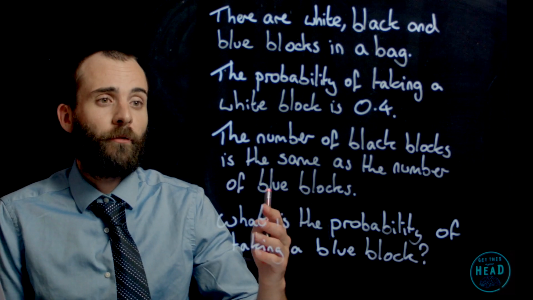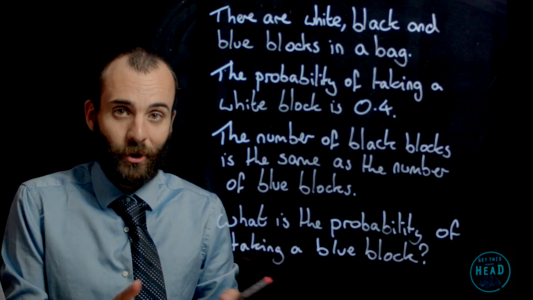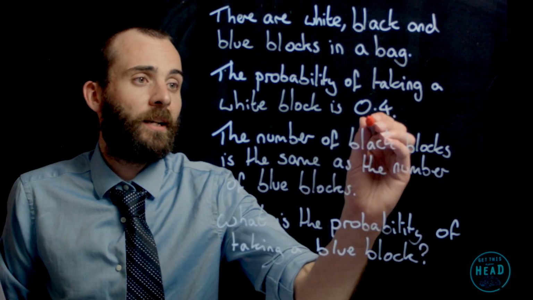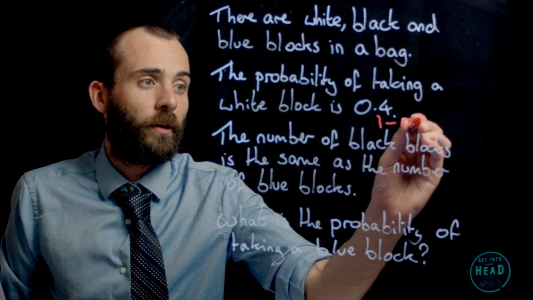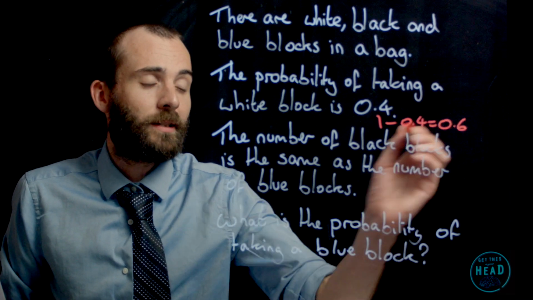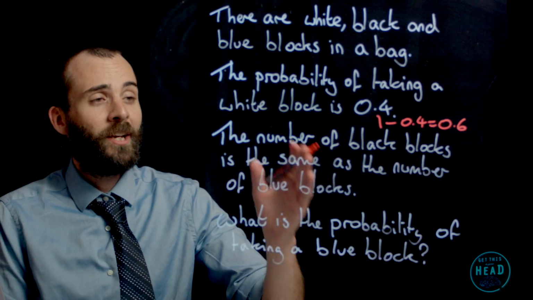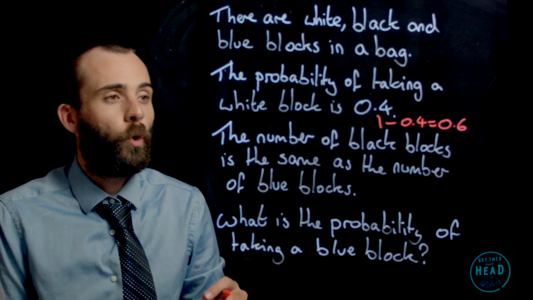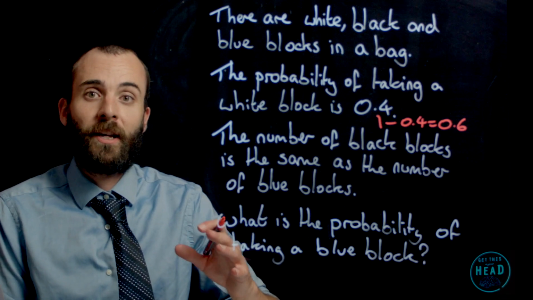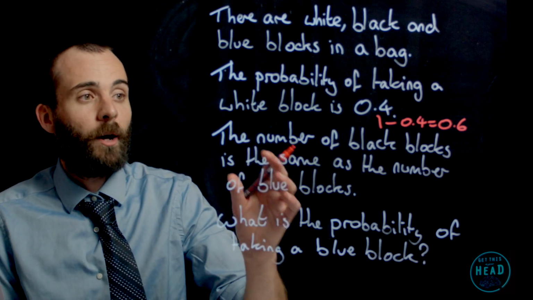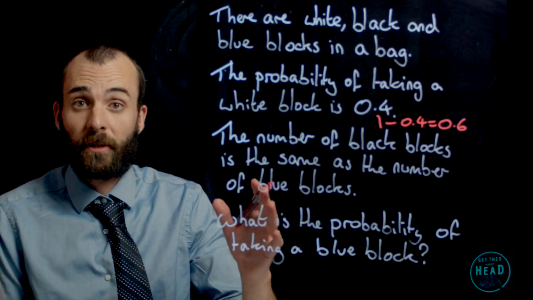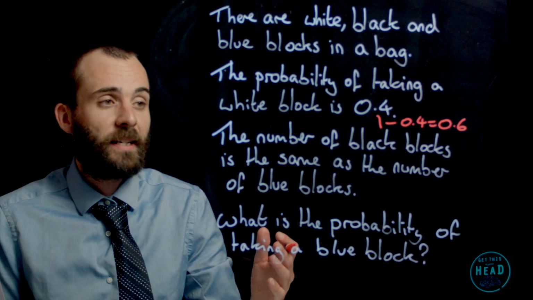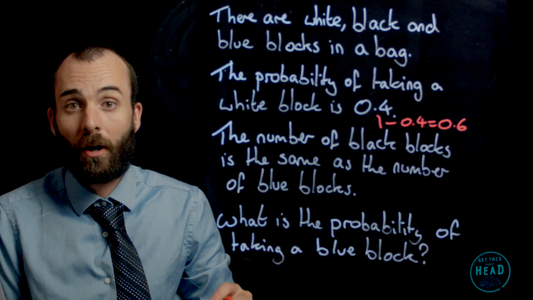Picking the white is 0.4, therefore picking anything other than the white is going to add up to what's left to make 1. So we can do that. 1 take away 0.4 equals 0.6. So we know then that the probability of taking a blue or black, not white, is going to be 0.6 because those events that are mutually exclusive will add up to 1. And that actually is the first mark for this particular question. Any suitable method to find the missing probabilities is fine. That's a great start. There's a mark there.